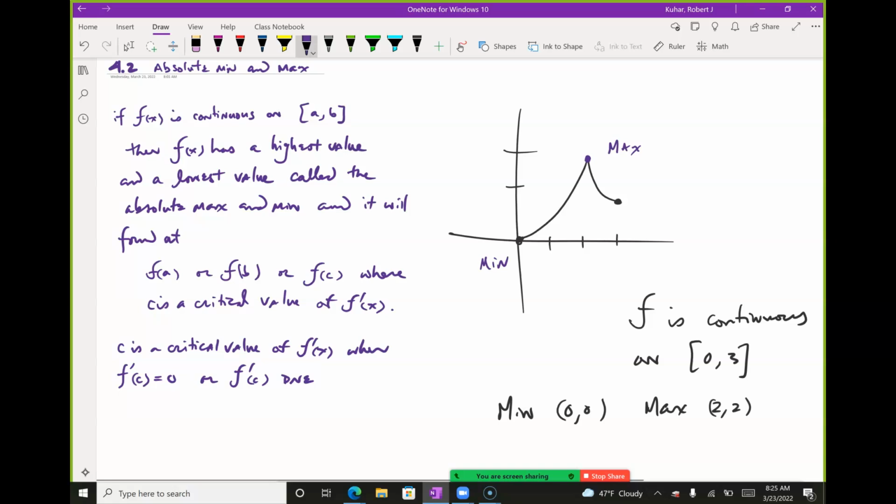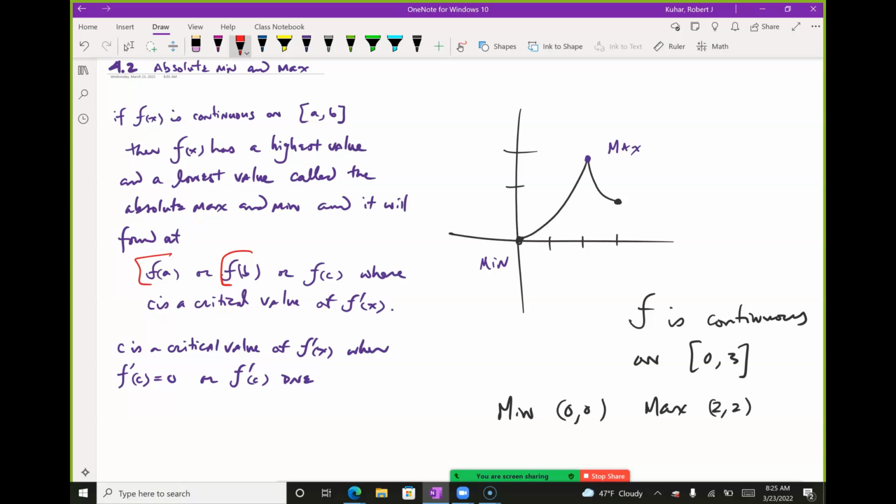No, where is the max happening? Is it at the endpoints, like I said it would be? Is it f of a or f of b? No. It's at a critical value of f prime of x where it doesn't exist. Exactly. The slope doesn't exist at that point. We got that cusp, right? So the slopes are different left and right.